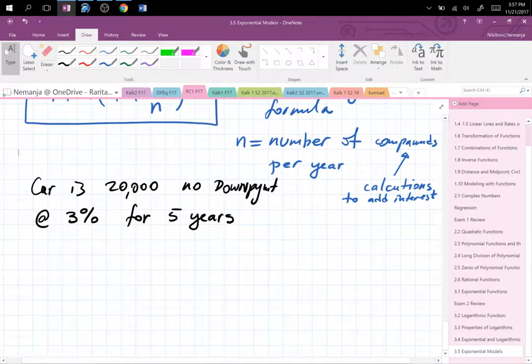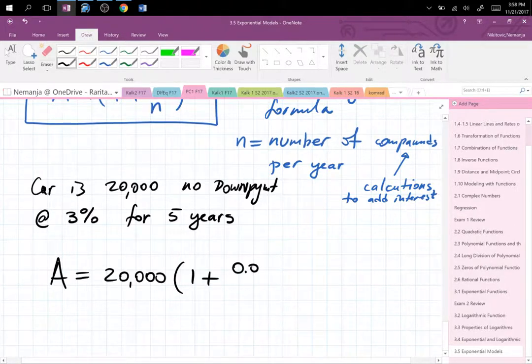So you will not be using 20K as a principal. You will be using 23K as a principal. But for simplicity, for this problem, let's just ignore all of the taxes and all of that stuff. Let's just use 20K, as that's the money that you need. So the amount is going to be 20K times (1 plus 0.03, that's 3%, divided by 12), raised to the 12 times 5. So I ignore the tax and everything else.